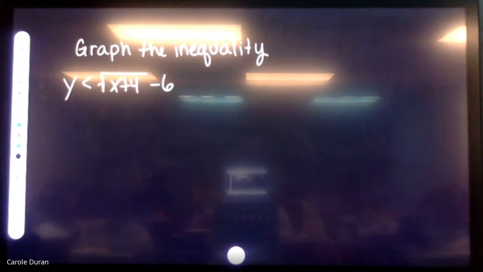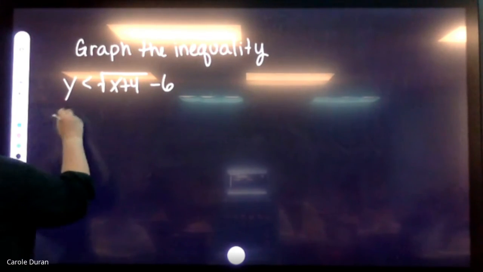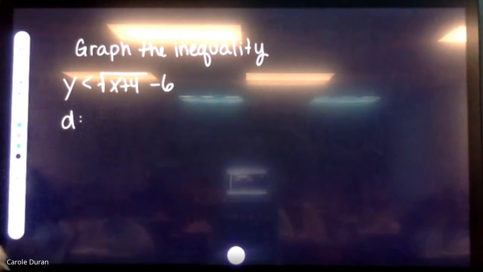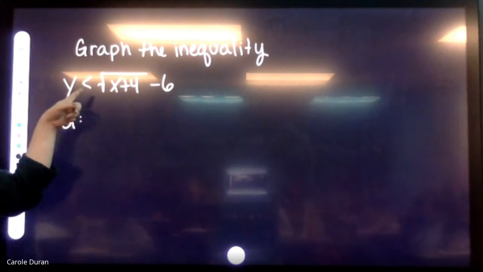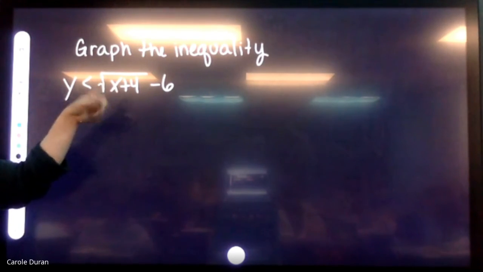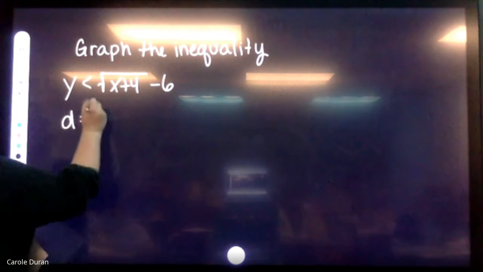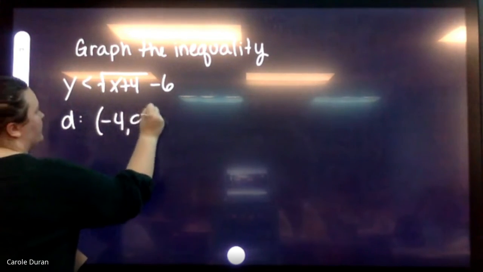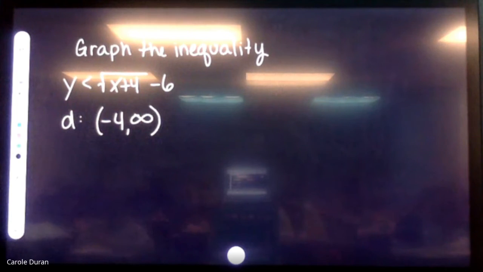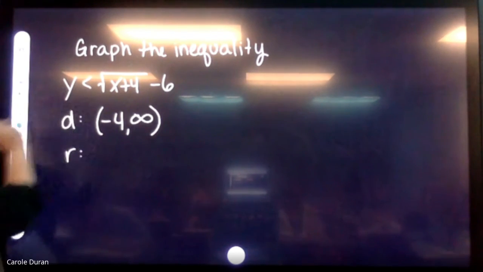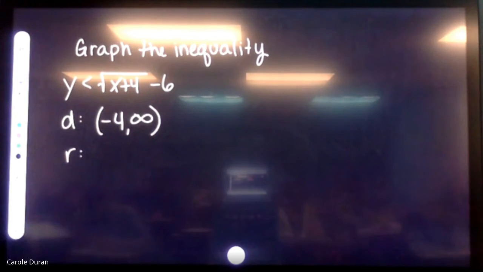Would it be like -4? Yep, -4 to infinity. The only difference here is that I have an inequality, so I'm not actually going to use a hard bracket because it says less than that in radical. So it's going to be soft bracket, -4 to infinity. Because I had a single inequality, my domain and range will only have parentheses, no hard brackets on them. Is that all inequalities? Only if it's a single inequality. If it's a double, it's still a hard bracket.